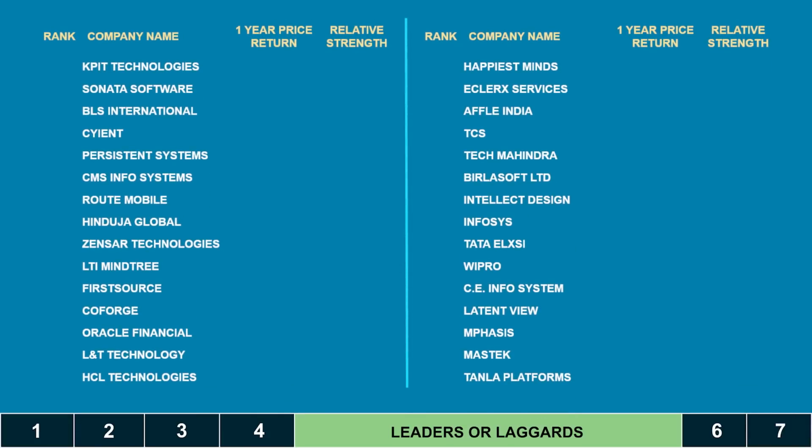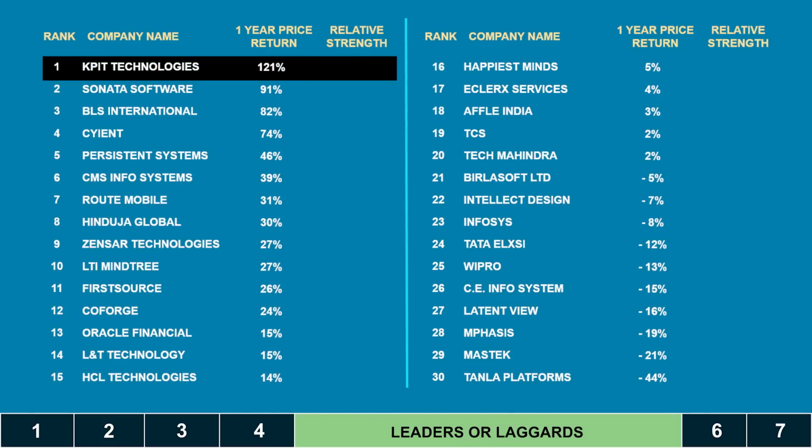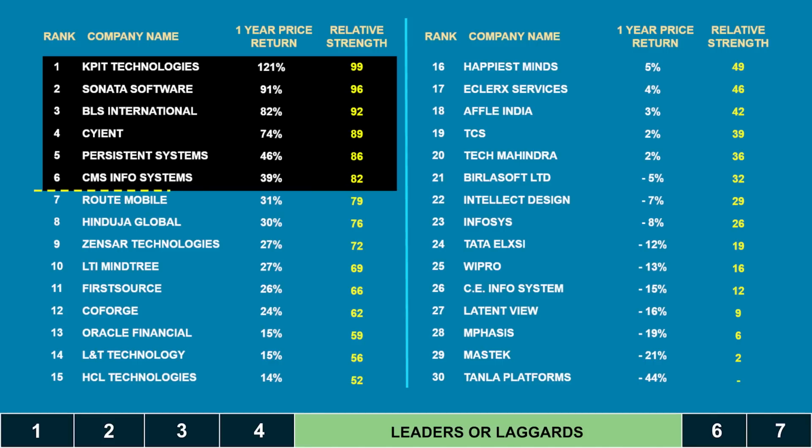For example, here's a list of 30 IT stocks which have a market cap of over 5,000 crores. So let's say this is one homogeneous group. Now, on a one-year basis, we see that KPIT Technologies has had the highest price appreciation. So this stock gets the highest RS, the highest relative strength value of 99. And as we go down this list, the RS value keeps reducing. So per the CANSLIM method, we are keen on companies which have a relative strength value of at least 80, which effectively means these 6 stocks here have outperformed 80% of all other stocks within that industry or market group.